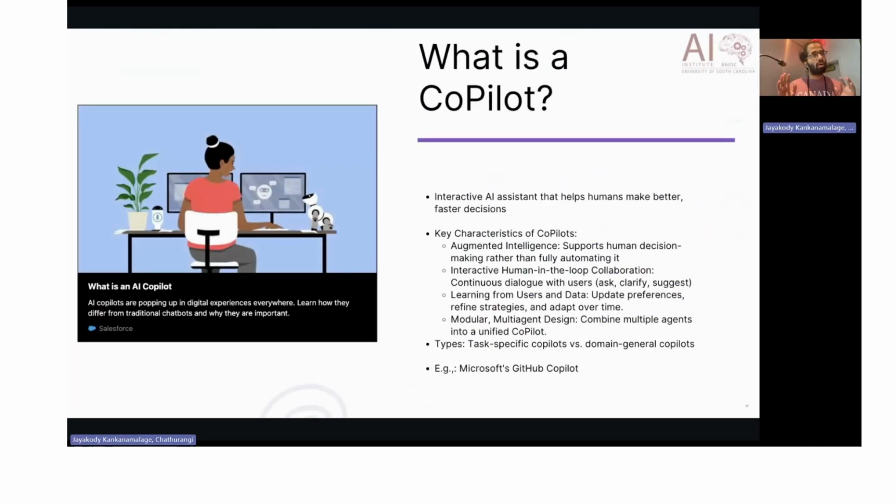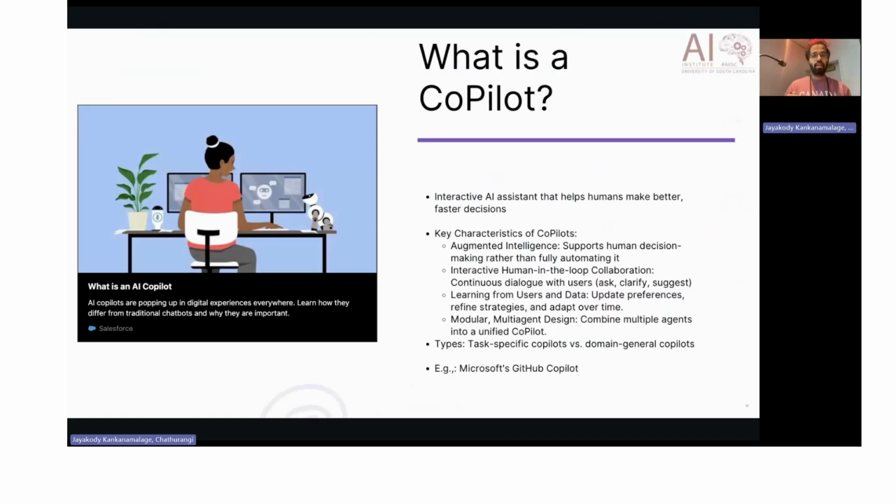So let's formally define what a Copilot is. Copilots are interactive AI assistants that help humans make better, faster decisions. The key characteristics of copilots are, first, they are augmented intelligence. That means it's not working autonomously, but there is a human who supports the copilot rather than fully automating it. It's interactive, human in the loop, so there is always a continuous dialogue with the user. You ask some questions, you clarify some questions, and then you suggest some questions. So it's always evolving.